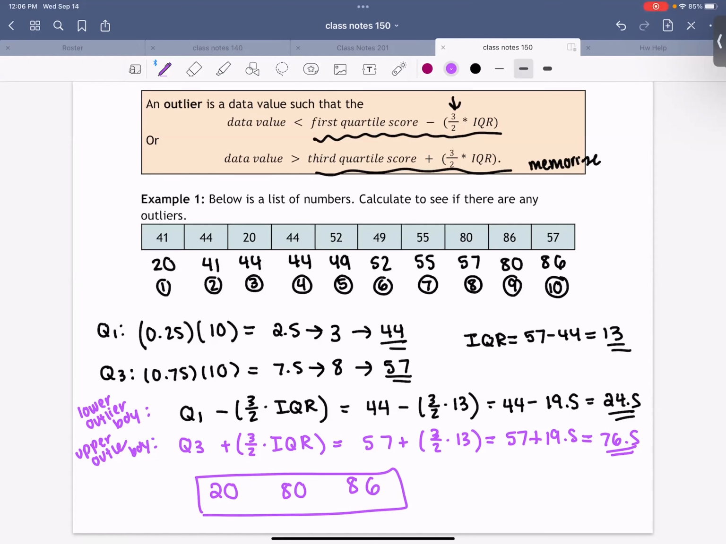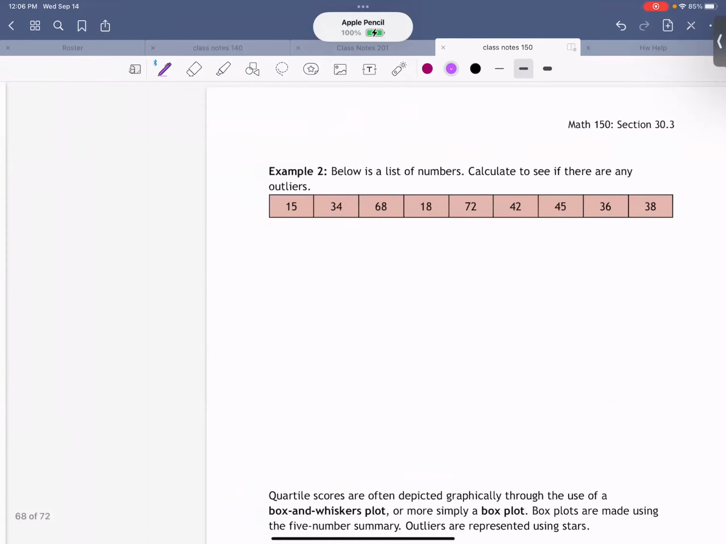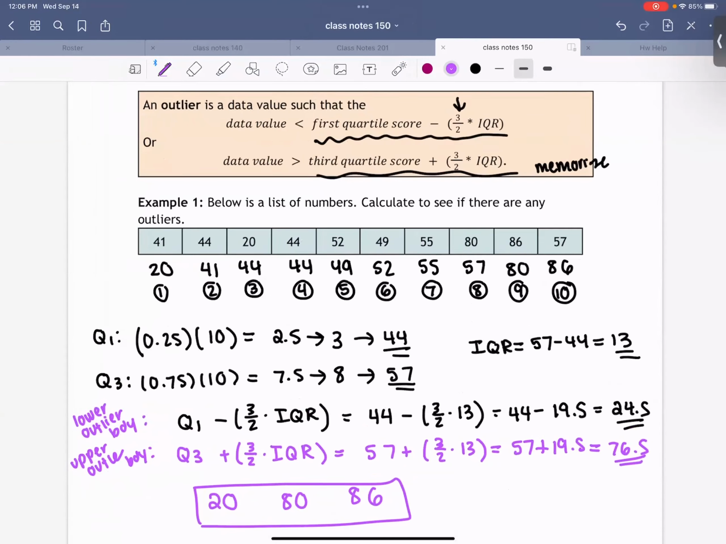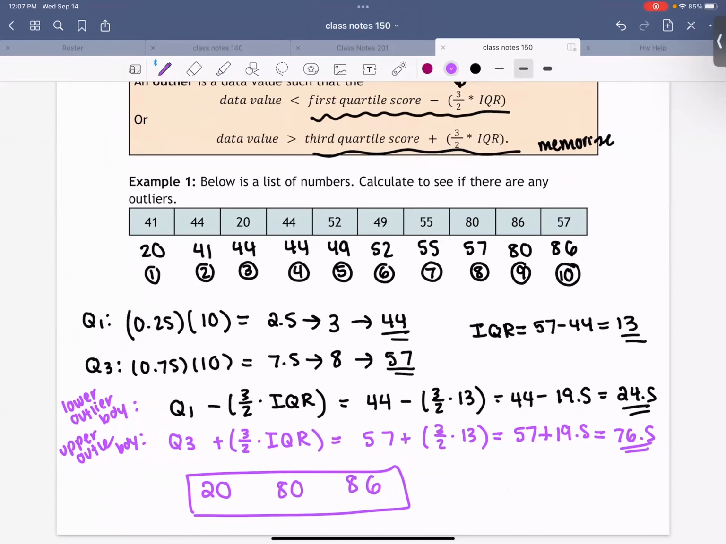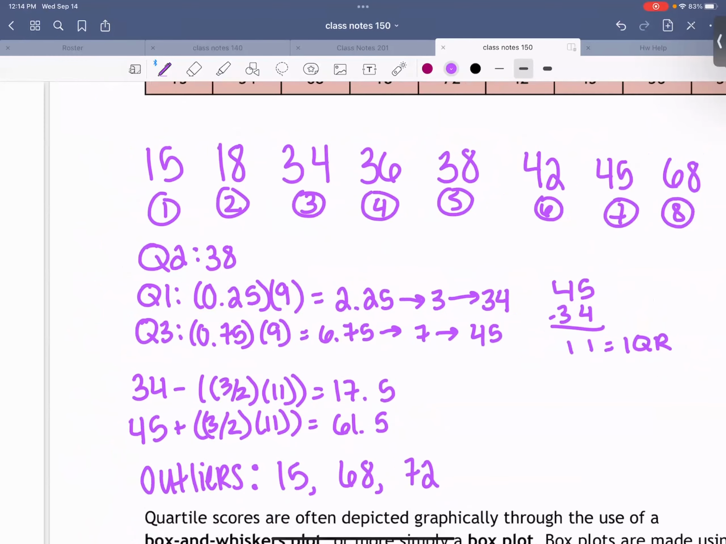Any questions on how I got my outliers? All right. Why don't we go to example number 2? We have a list of numbers I want you to calculate to see if there are any outliers. I'll keep example 1 on the board here. I'll give you a few minutes to work on it, but do you kind of want to take us through how you got your answer?